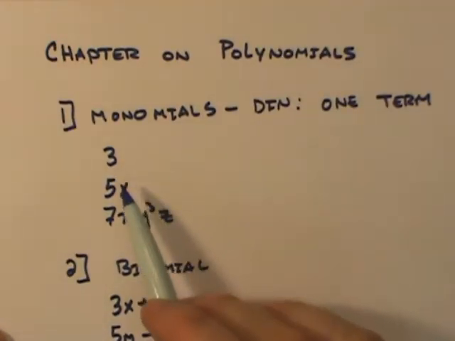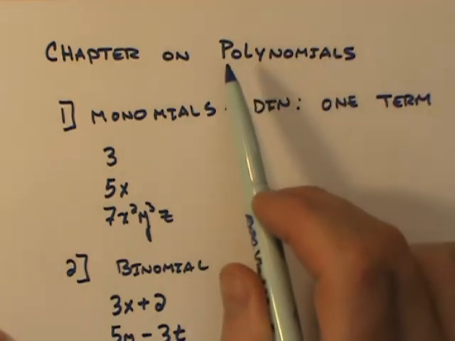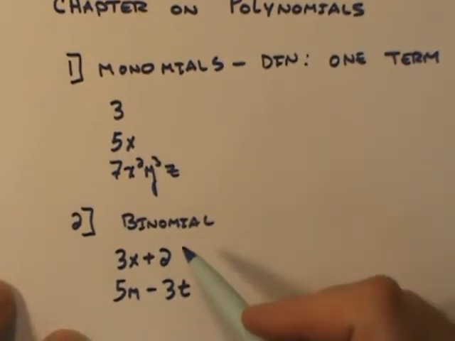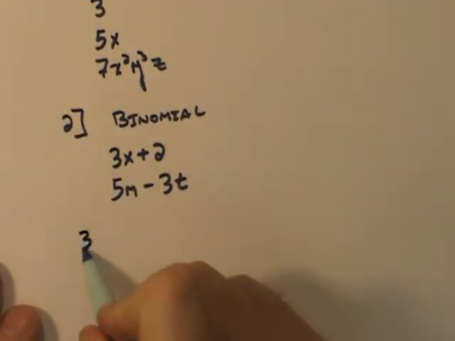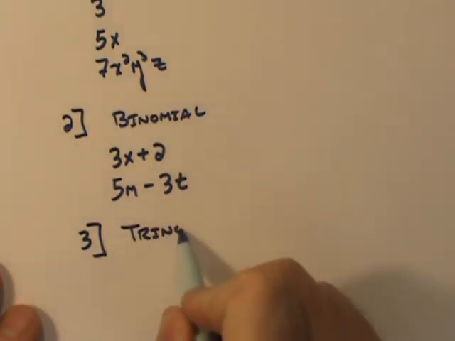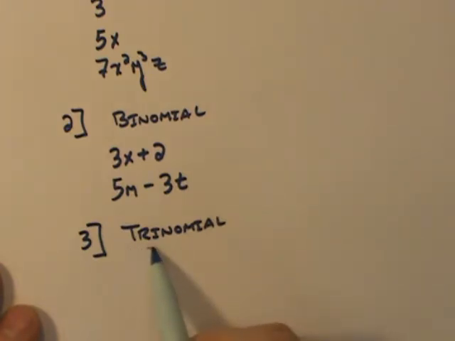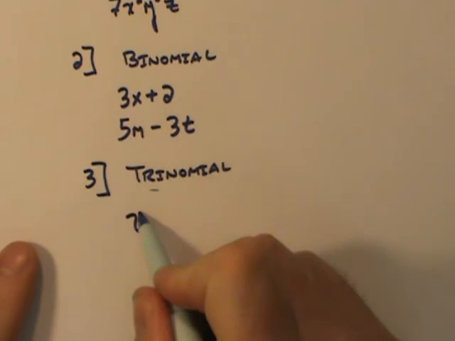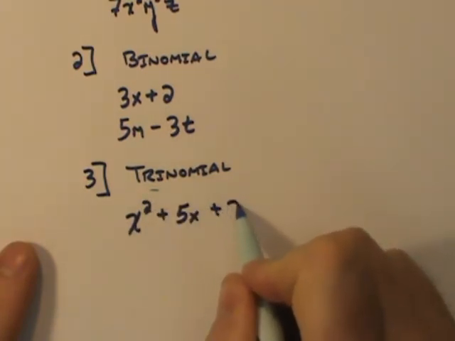One term is a monomial, and the chapter is called polynomials. So poly must mean when you have several terms. Usually it's denoted as 2 or more. Example 3. We could have something called a trinomial. With a trinomial, you'll have, as you might guess, 3 terms, like a tricycle, 3 wheels. So you might say something like x squared plus 5x plus 2.